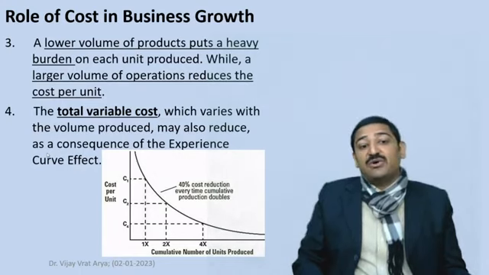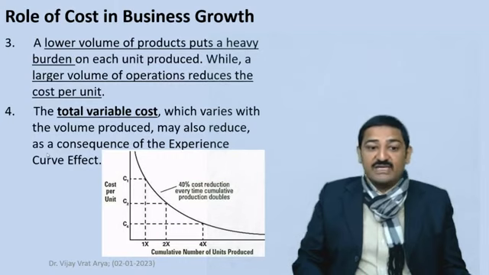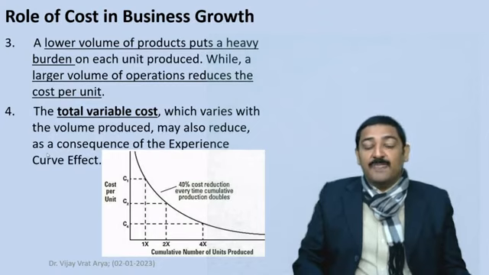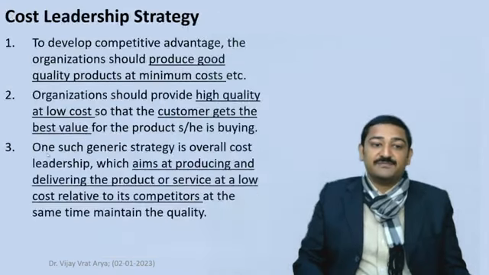If we refer to the total variable cost, which varies with the volume produced, that may also reduce as a consequence of the experience curve effect, which we can visualize from this visual. According to it, the cost per unit is high if the cumulative number of units produced is low, but the cost per unit is low if the cumulative number of units produced is high. That is, at 4x the cost is low, which reduces somewhere around 40% cost reduction every time cumulative production doubles.